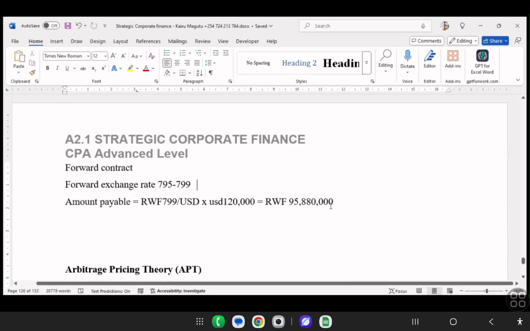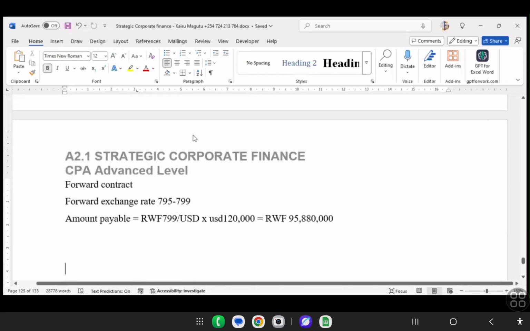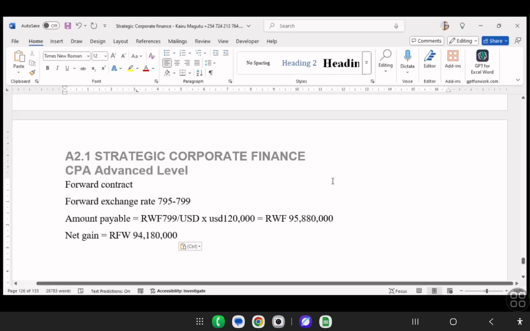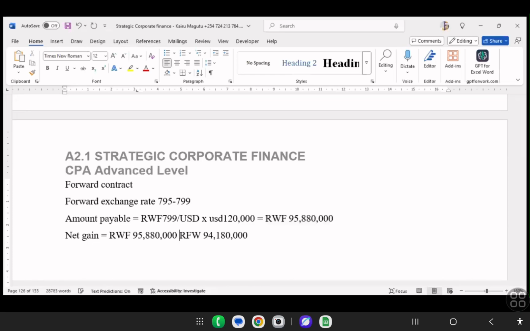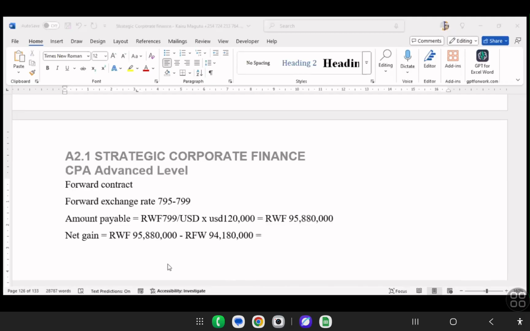This amount is 95,880, but with the forward contract, note that forward contract plus cost, it will be this much. So we can say that the net gain is equal to 95,880. How much is the difference? How much is the gain of using the futures?